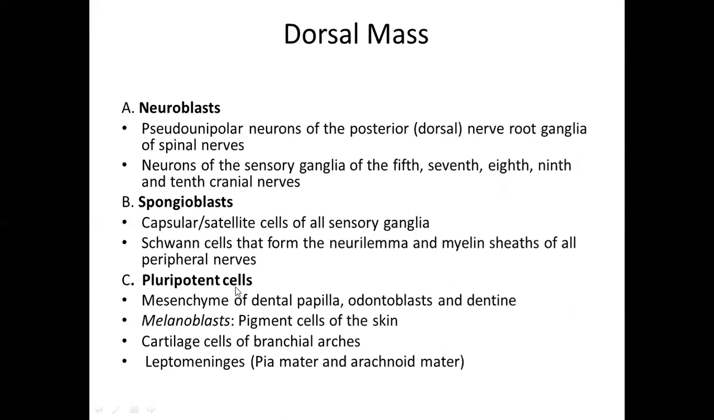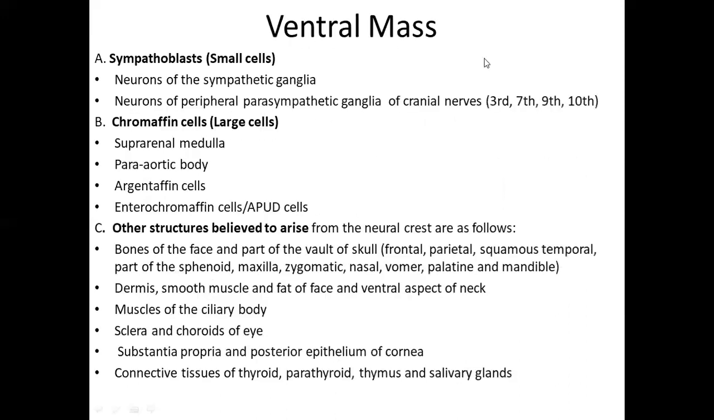Then there are certain pluripotent cells, which give rise to melanoblasts, to the cartilage cells of the branchial arches, to the leptomeninges, that is pia mater and arachnoid, and the mesenchyme of the dental papilla, the odontoblasts and the dentine. And the ventral mass differentiates into sympathoblasts or small cells, which will form the neurons of the sympathetic ganglia and the parasympathetic ganglia of the cranial nerves.